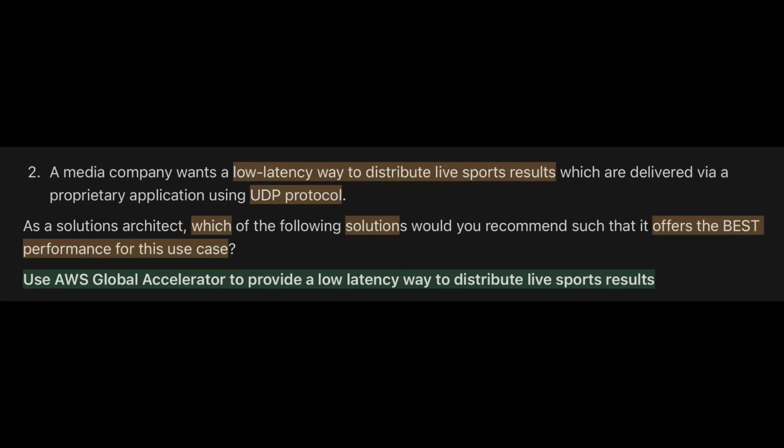And then if a company wants a low latency way to distribute live sports results using the UDP protocol, then the solution that offers the best performance for this use case is to use the AWS Global Accelerator to provide a low latency way to distribute live sports results.